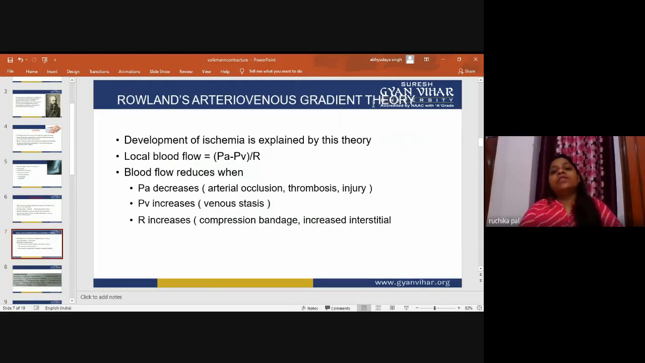So Rowland's arteriovenous gradient theory explains the development of ischemia. Local blood flow depends on the arterial pressure and the venous pressure. Blood flow reduces when arterial pressure decreases, with arterial occlusion, thrombosis, or injury, and when venous pressure increases due to venous stasis. Resistance increases with compression bandage and increased interstitial pressure. So these are the things involved in Rowland's arteriovenous gradient theory.